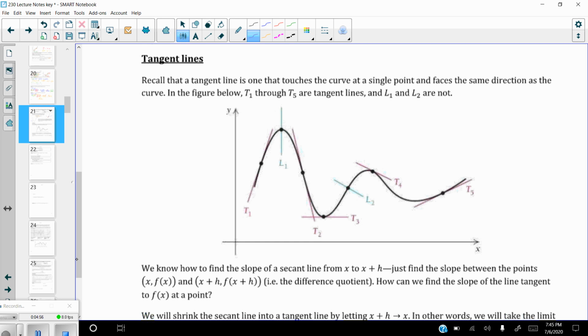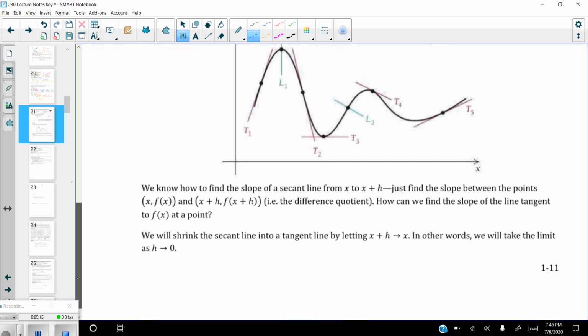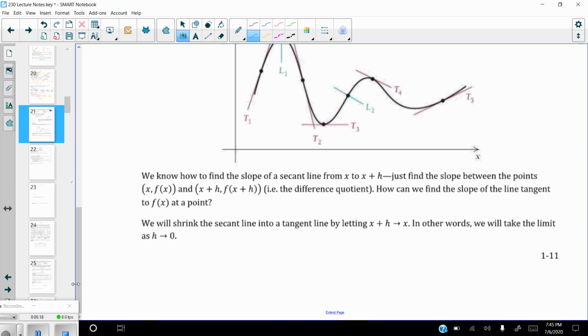But T1, 2, 3, 4, and 5, all of those are tangents as they kind of skim the outside of the curve, but they're going in the same general direction as the curve. So it can't cut through, it's got to go on the outside of the curve, if that makes sense. Hopefully it does by looking at it. And again, the next paragraph just says exactly what I said. We're going to let x to x plus h, that difference, which is just h, approach 0. So we're going to shrink that. We're going to take the limit as h approaches 0 of our secant. That will be our tangent slope, or the slope at one instantaneous spot. So let's go ahead and look at the next page.